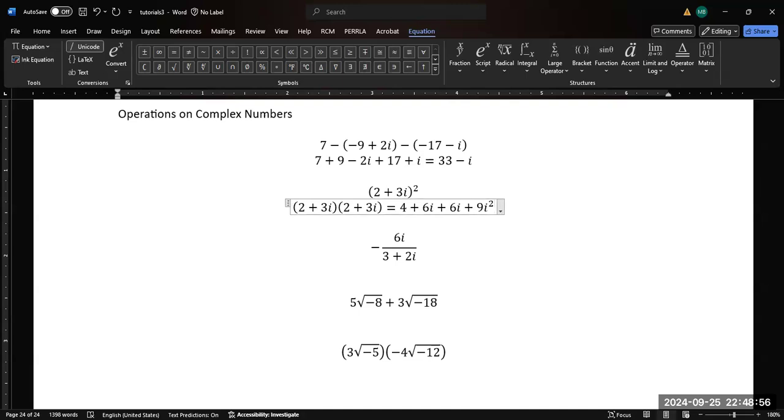Now, when you get an i squared that's going to show up, then you're going to replace it. And I'm not going to do any combining like terms right away. I'm just going to replace my i squared with -1. That's by rule. If i is the square root of -1, when you square it, i squared is -1 without the square root. So that's the rule. And so now we have 4 minus 9 to get -5, and 6i plus 6i is going to be 12i.